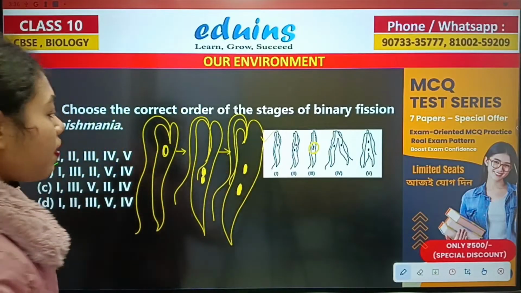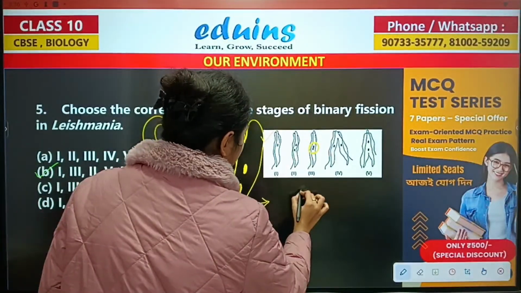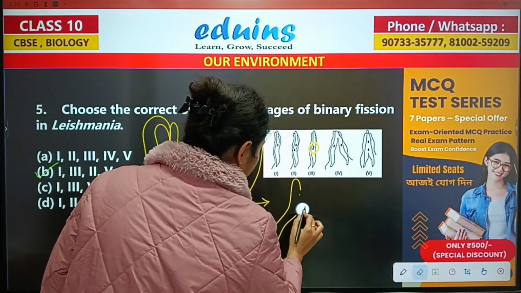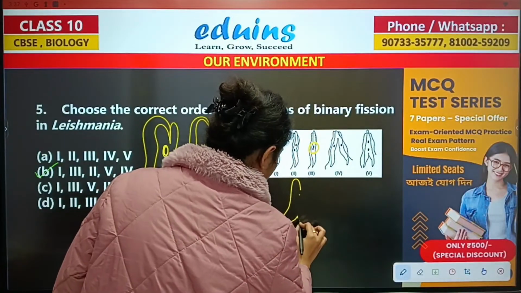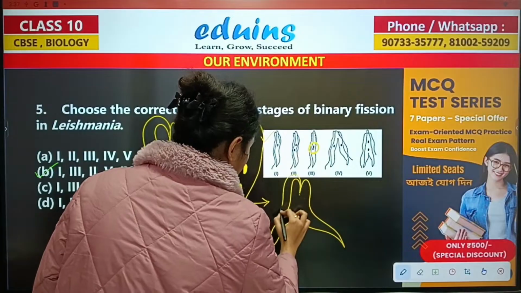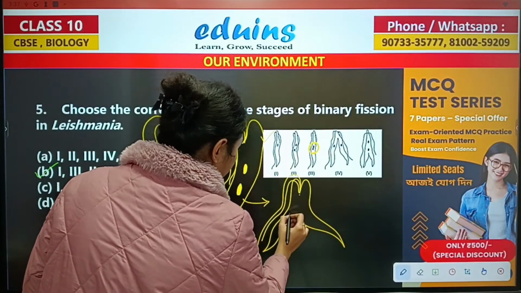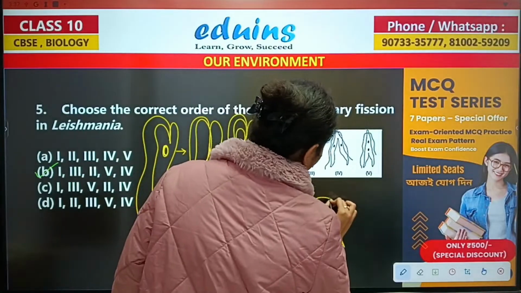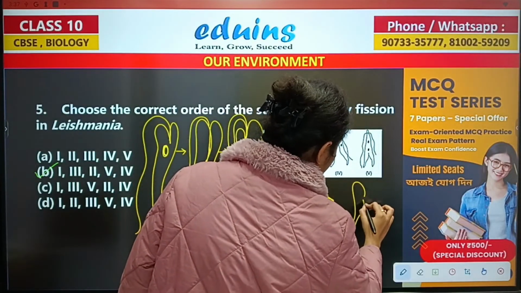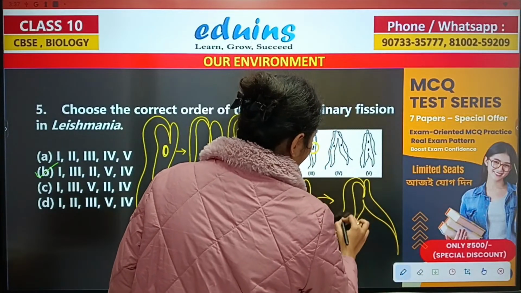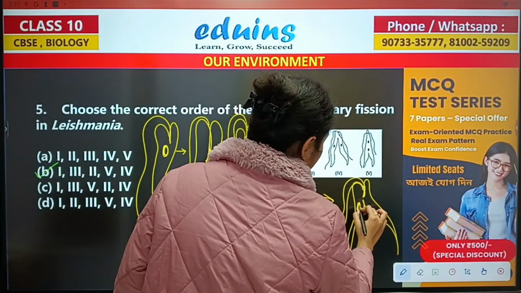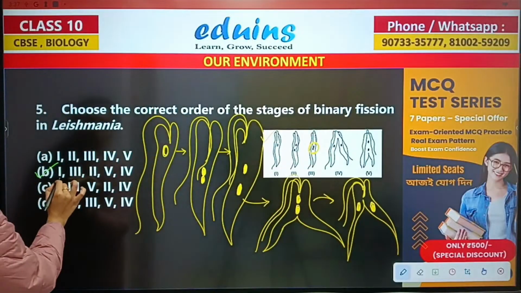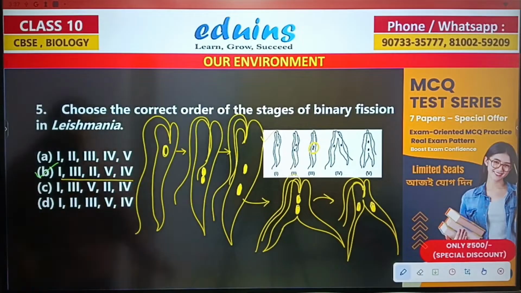Now the cytoplasm will divide. And each section will be filled with a nucleus in the next step. In the next step, you can see cytokinesis occurred. So what will be the right answer? 1, 3, 2, 5, 4.